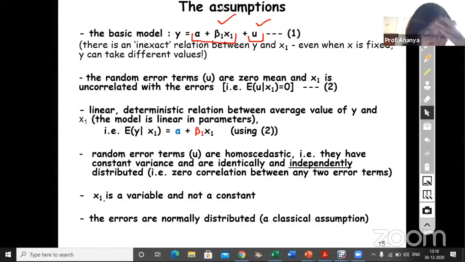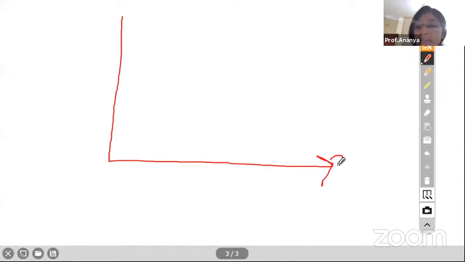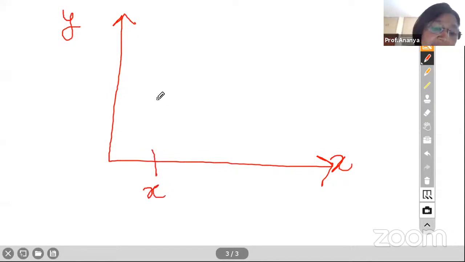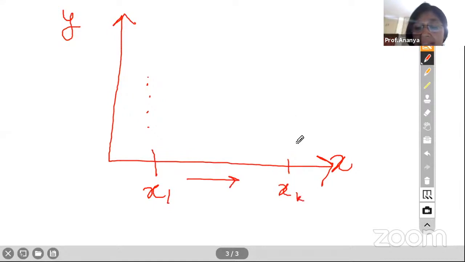What does zero mean imply? Now you see, what it means is the following. Let me take the zero mean assumption. I'll just use the board. Here is my X and here is my Y. Now, even after I have fixed X, I don't get one value of Y, I get a whole bunch of values of Y. As X is increasing, say at some X_k, the values of Y get higher.